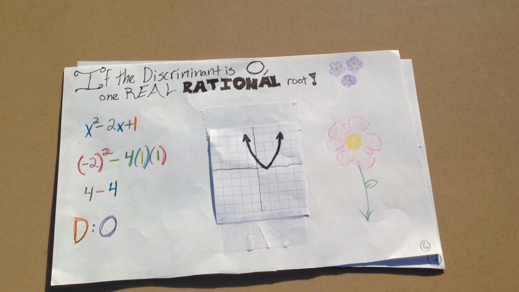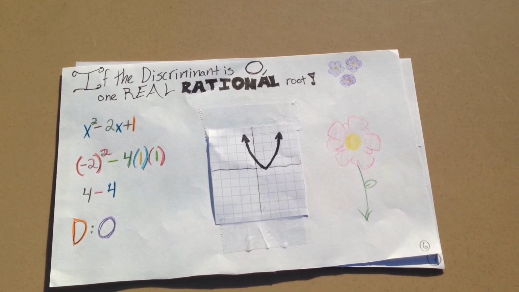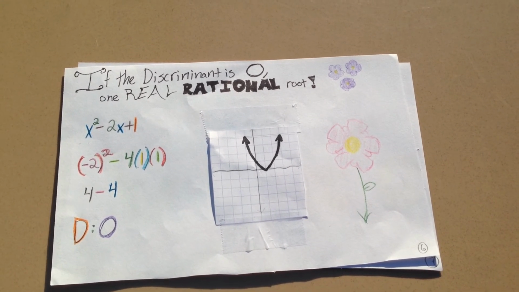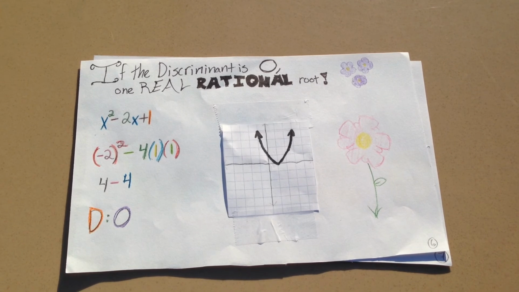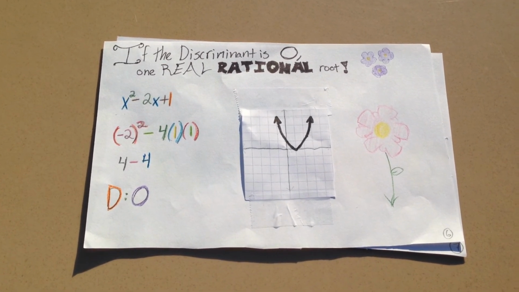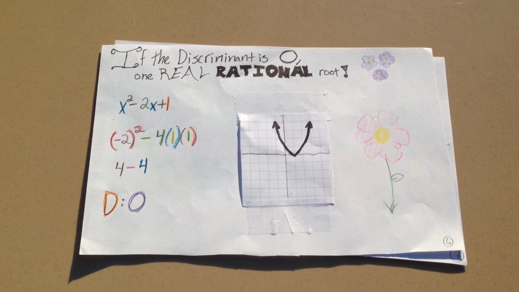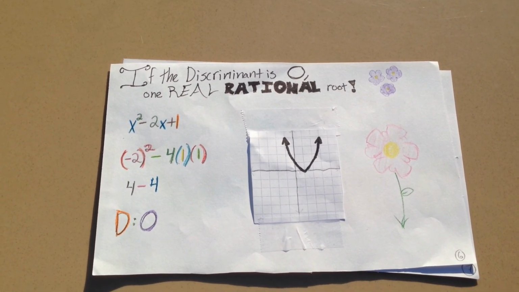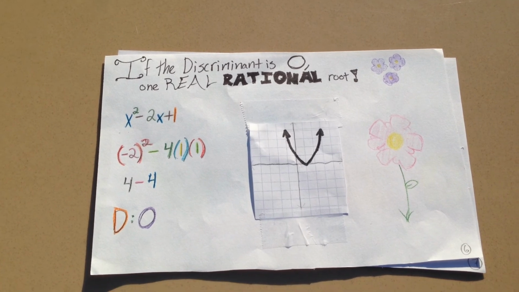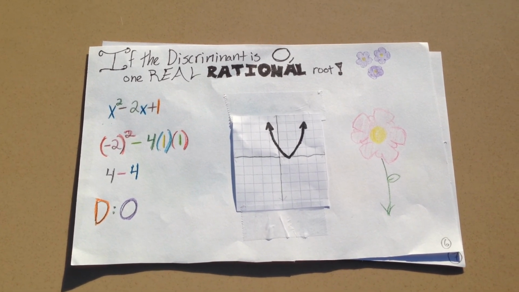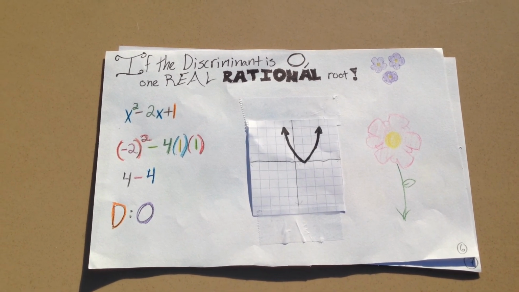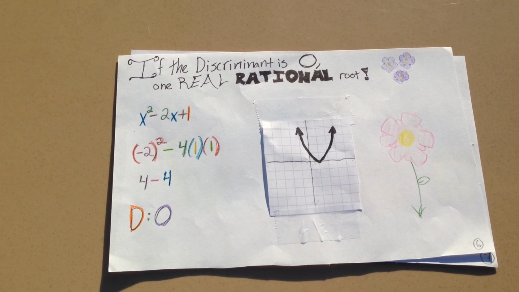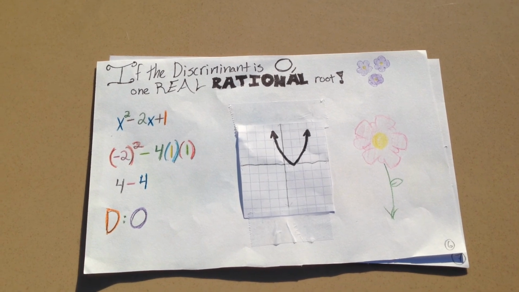If the discriminant is 0, it has one real rational root, or one real rational double root, because the roots are the exact same. An example of this is x squared minus 2x plus 1, and continuing onward, it is negative 2 squared minus 4 times 1 times 1, or it is 4 minus 4, and the discriminant is 0. So it only intersects the x-axis once, as shown in the graph.